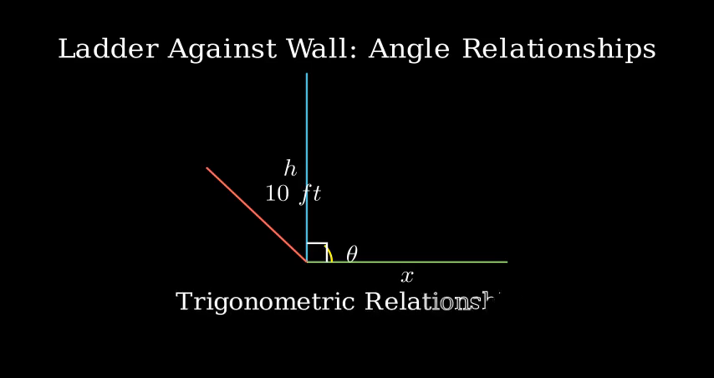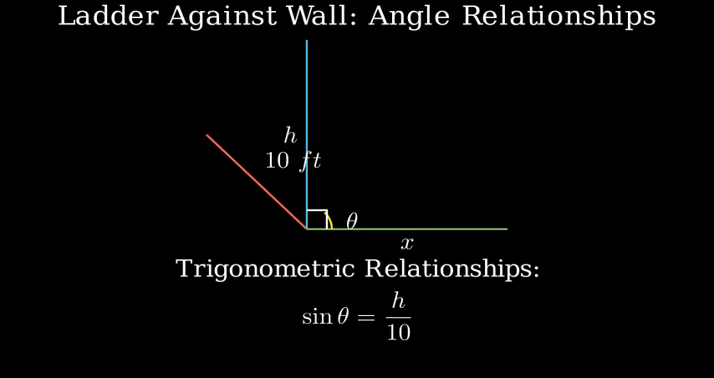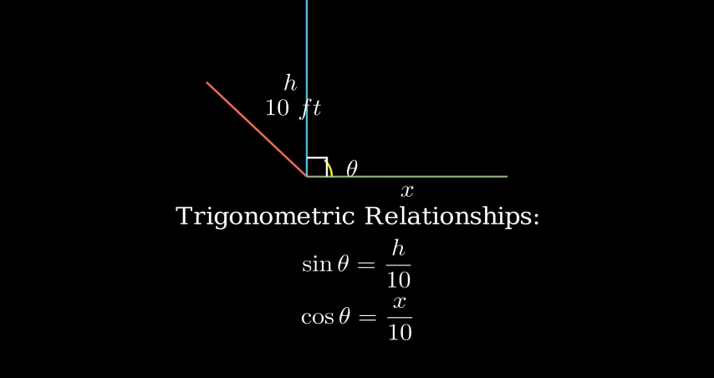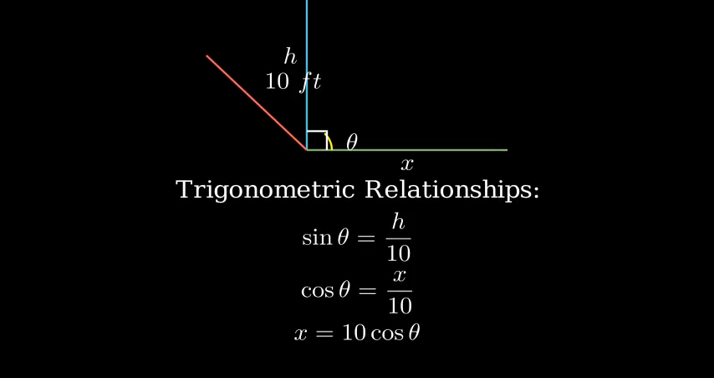Using basic trigonometry, we can write some relationships. The sine of theta equals the height h divided by the ladder length of 10 feet, and the cosine of theta equals x divided by 10 feet. Let's solve for x in terms of theta. From the cosine equation, we can multiply both sides by 10, giving us x equals 10 times cosine theta.